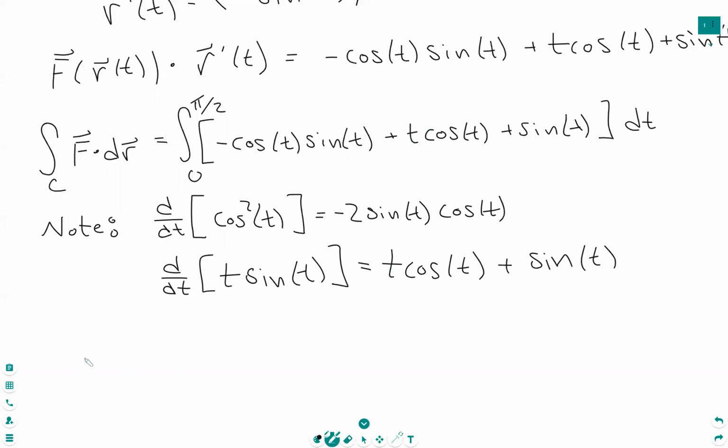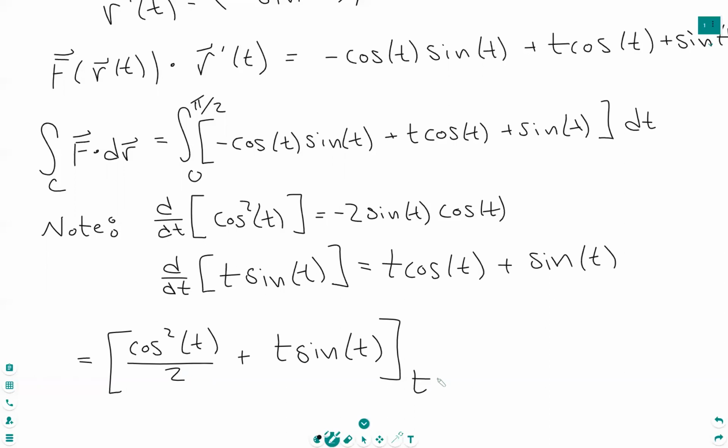So my integral then is cosine squared of t over 2 plus t sine of t. This is evaluated at t equals 0 and t equals pi over 2. We can do this evaluation out and we get pi minus 1 over 2.